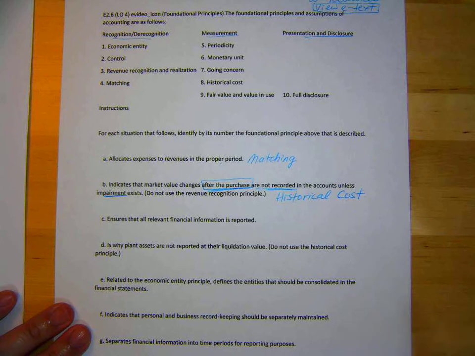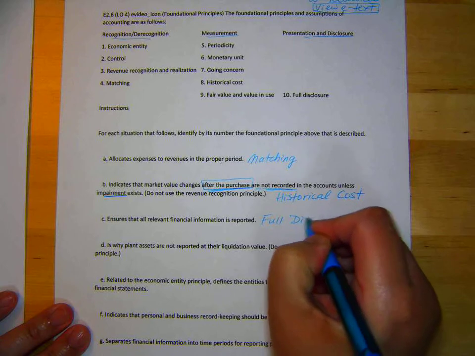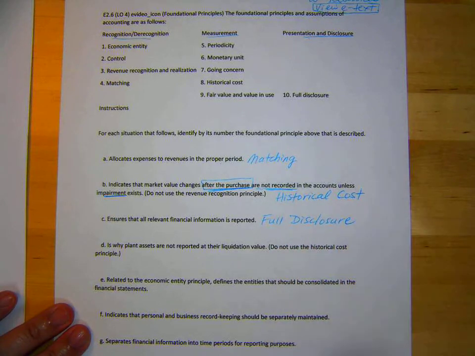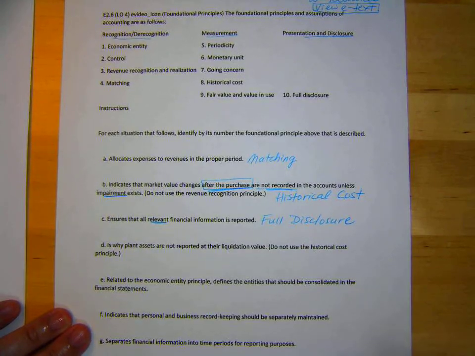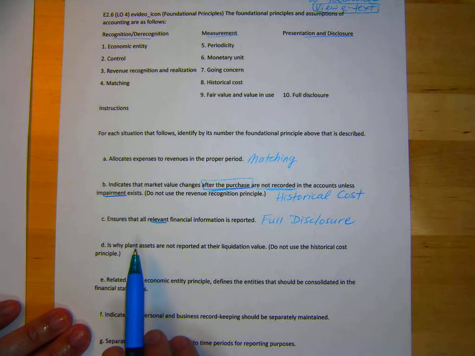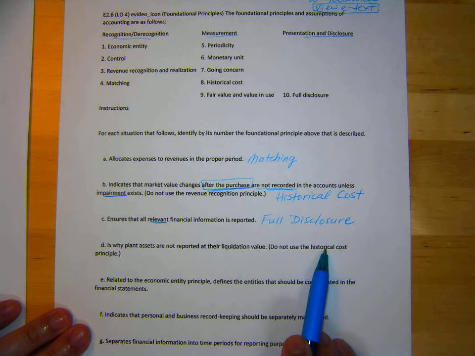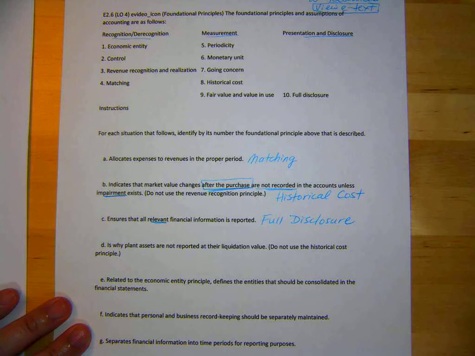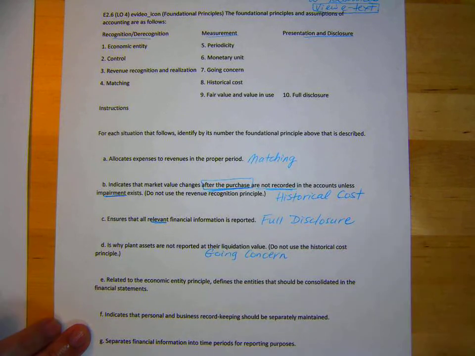Ensures that all relevant financial information is reported. That's the full disclosure principle. Notice the use of relevant. Now, this principle is why plan assets are not reported at liquidation value. And we can't use the historical cost principle, because of course that would explain it. Historical cost would be one of them. What's another one? Well, that one's the going concern, where we specifically mention liquidation value.